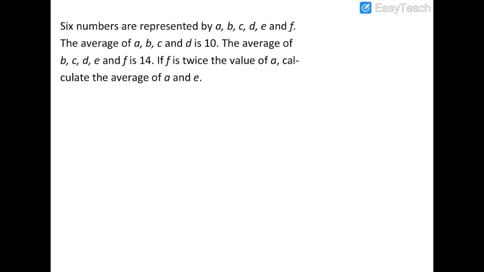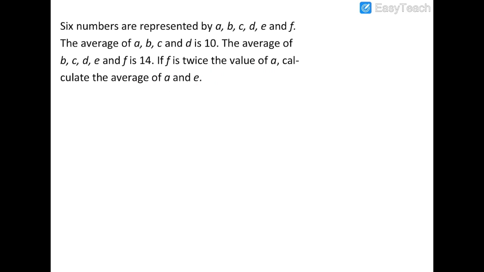The next problem says 6 numbers are represented by A, B, C, D, E, and F. The average of A, B, C, and D is 10. The average of B, C, D, E, and F is 14. If F is twice the value of A, calculate the average of A and E.